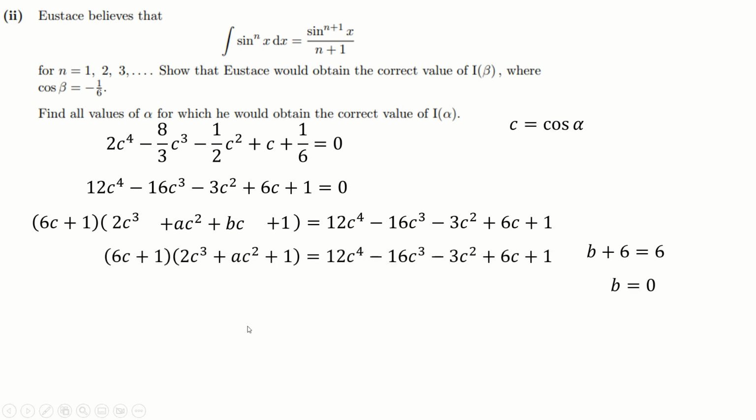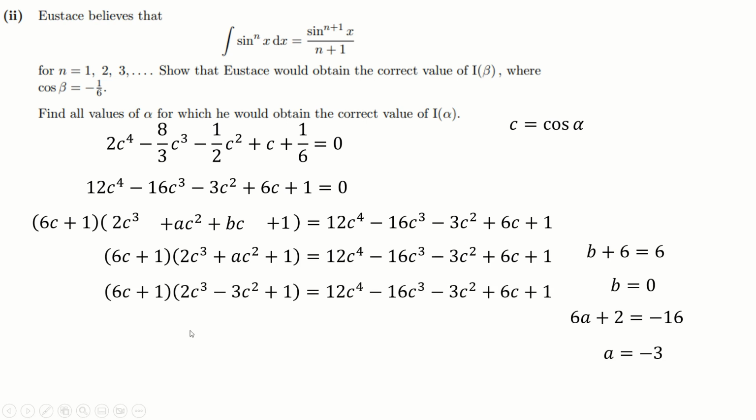So that's good. And now looking at the a's, let's maybe look at the c cubed terms now. We've got 6ac cubed plus 2c cubed is minus 16. So that's 6a plus 2 is minus 16. Take away 2, divided by 6, and we get a is minus 3. So this will be our factorization.